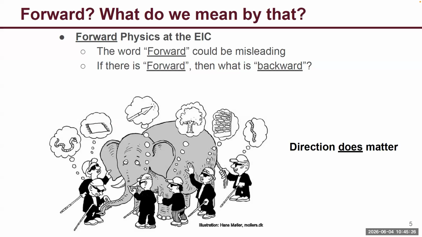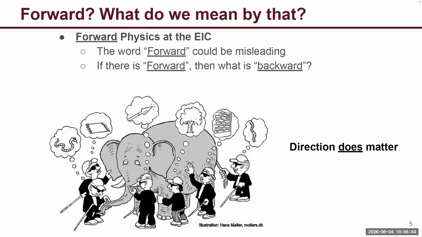So the word forward is, in my opinion, a very problematic word, right? If we have a forward, then we really have a backward and also the middle part. And what do we mean by that? So you can see it's forward physics at the EIC, right?